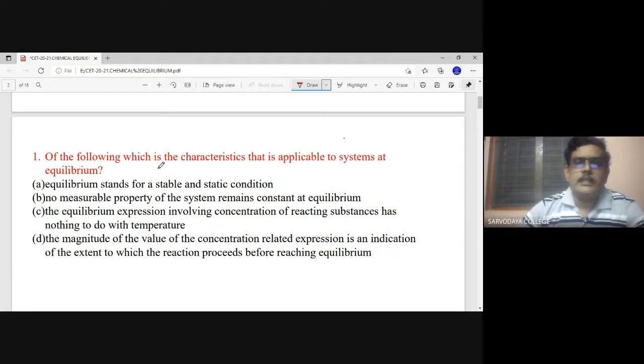Which of the following characteristics is applicable to systems at equilibrium? Equilibrium stands for a stable and static condition. No measurable property of the system remains constant. The equilibrium expression involving the concentration of the reacting substances has nothing to do with temperature. The magnitude of the value of the concentration related expression is an indication of to what extent the reaction proceeds before reaching the equilibrium.